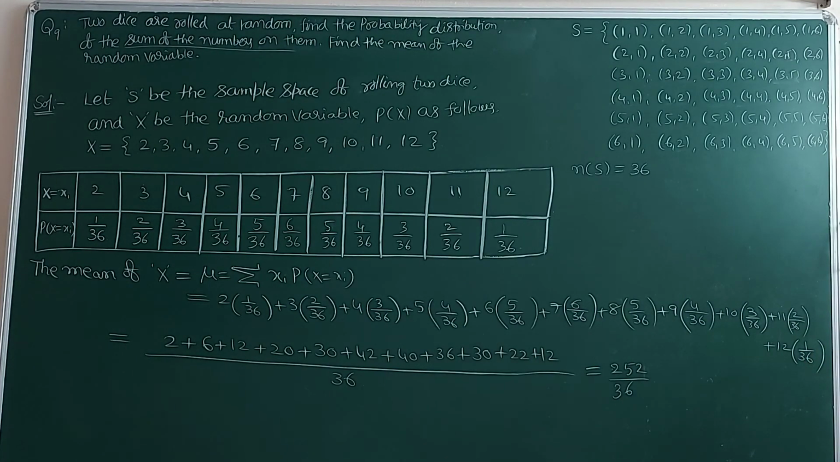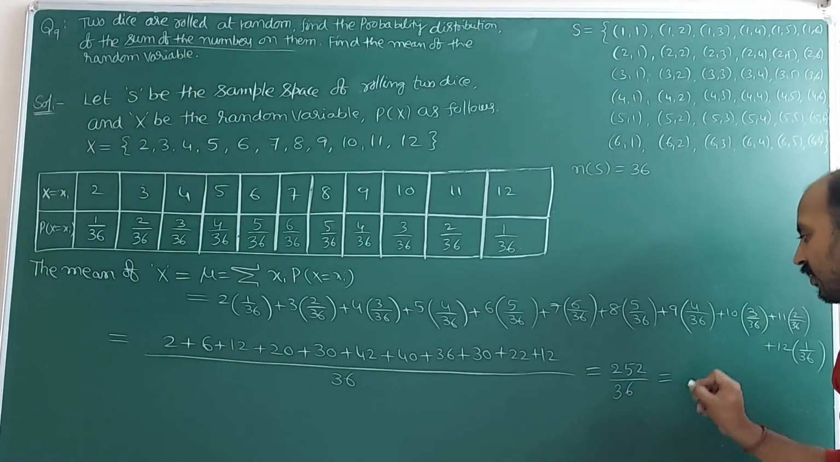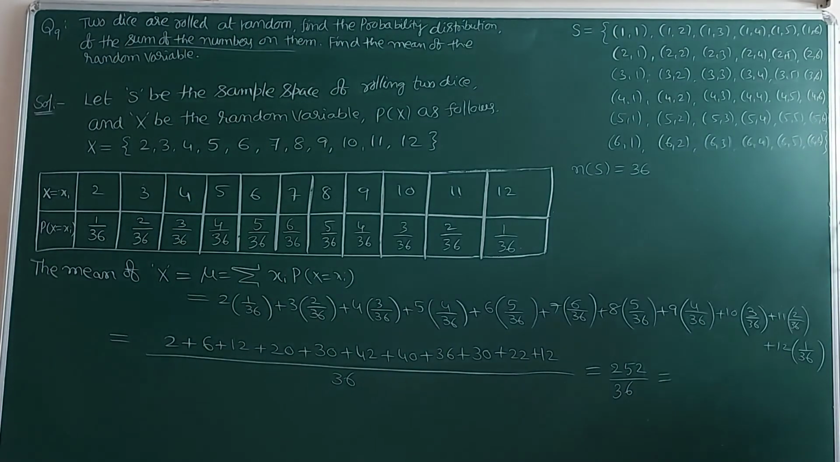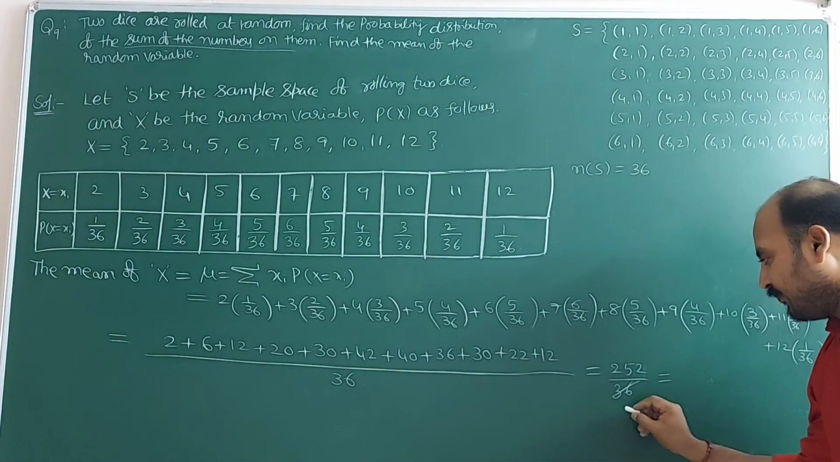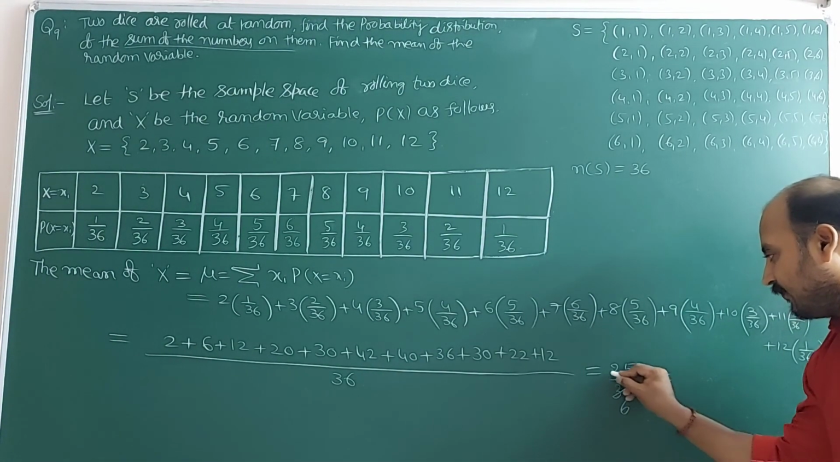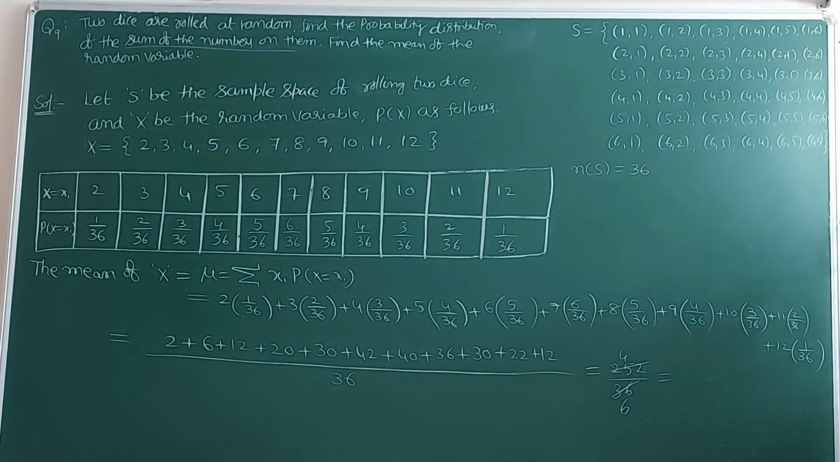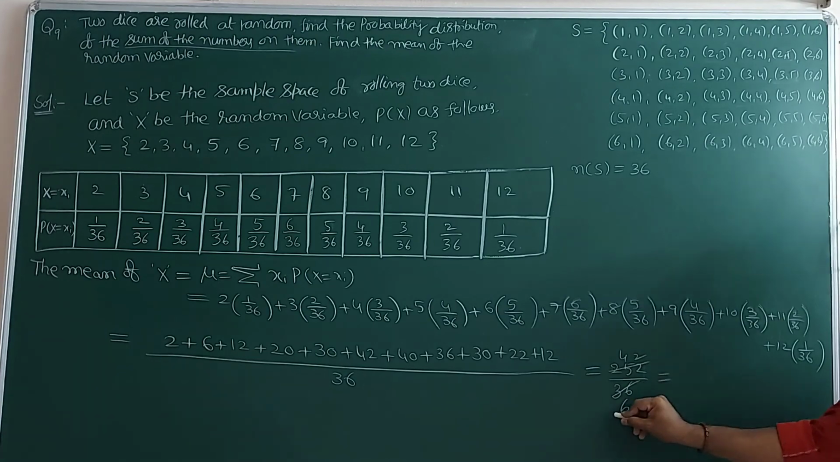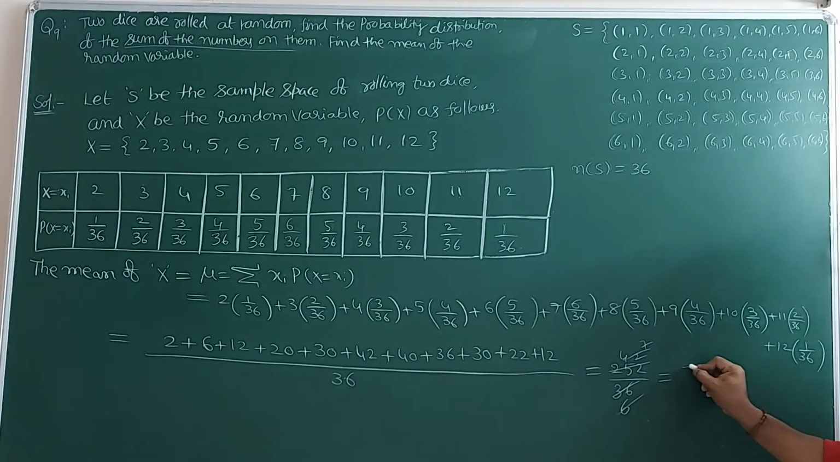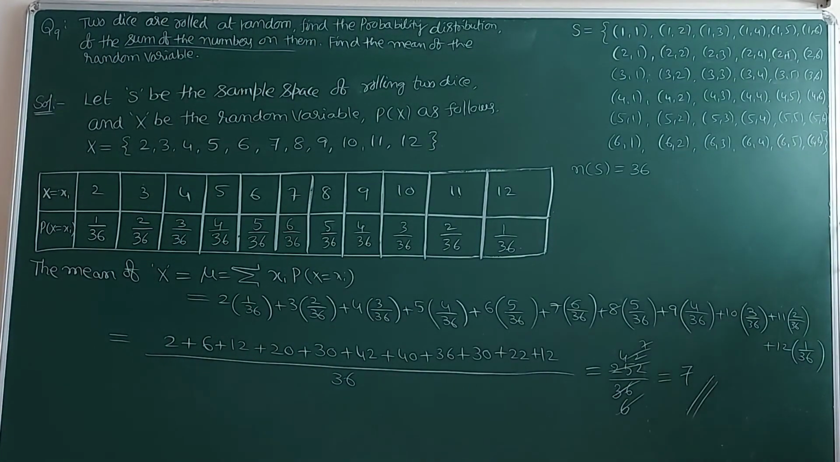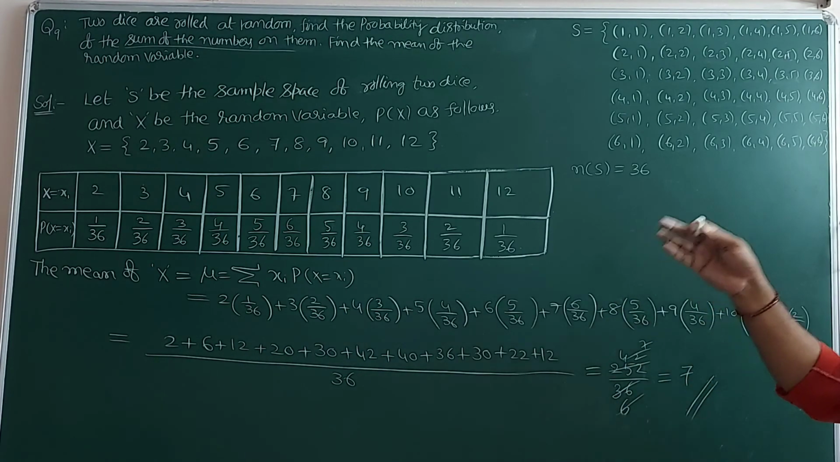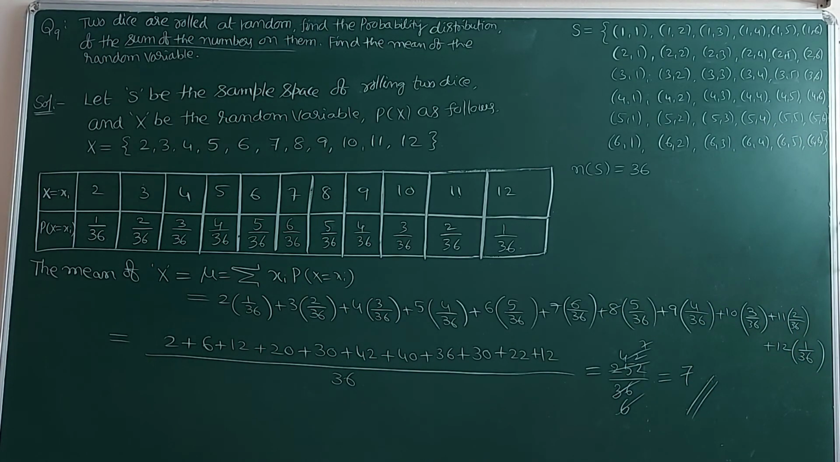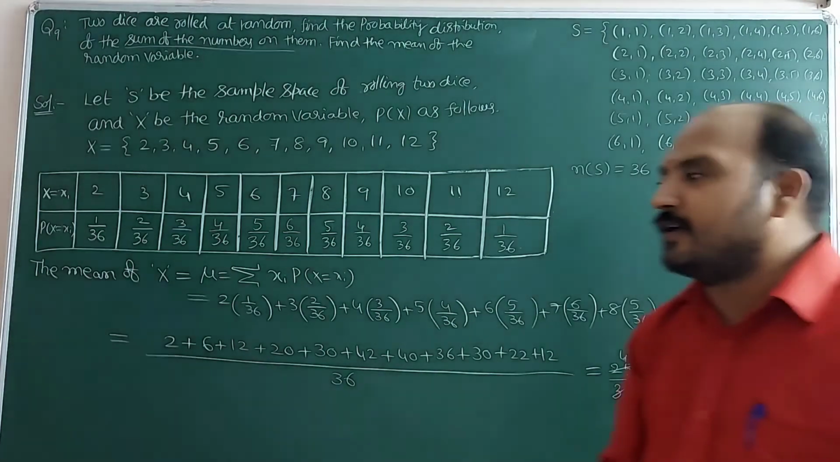So how many times is it going to divide? First we do the 6 table. 6 4s are 24, 6 7s are 42. So 7. Therefore the mean of the given random variable is 7. We'll move to the next question.